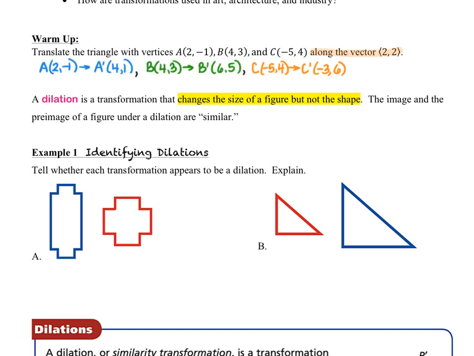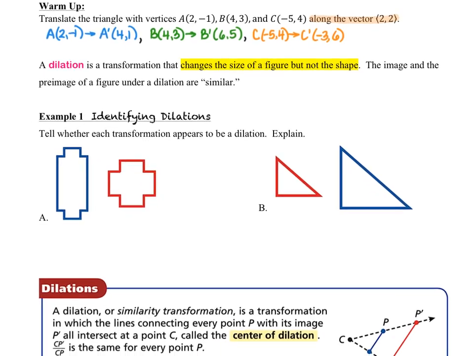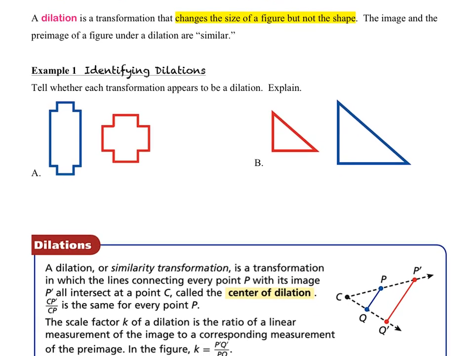Hopefully you didn't have any trouble using that translation vector and you were able to come up with the coordinates of the image. All right, a dilation is a transformation that changes the size of a figure but not the shape. The image and the pre-image of a figure under a dilation are what we call in geometry similar.